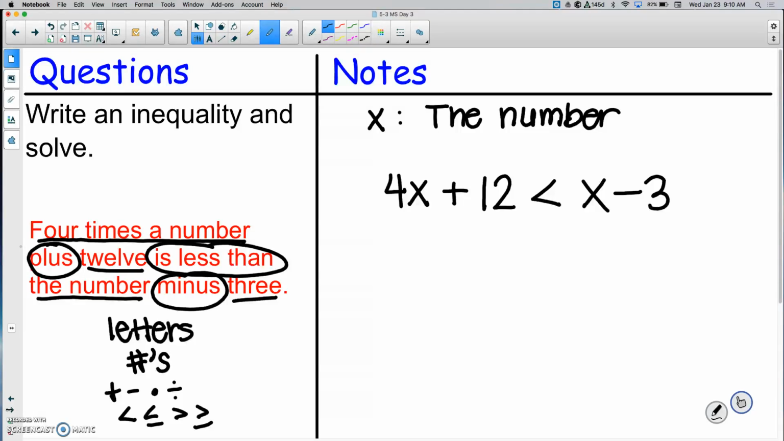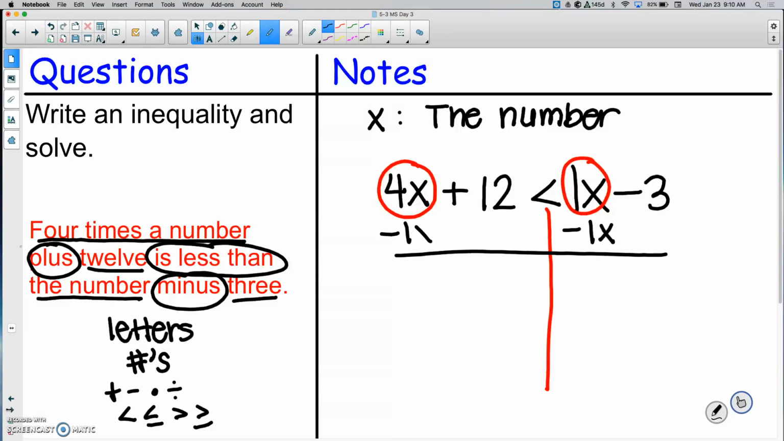Now that we've got our inequality, we can solve it. I'm going to put a 1 in front of my plain x. Because I've got two terms with variables here, a variable on each side, I subtract away the smaller one. You want to cancel out the smaller variable, so it's a positive 1x. I need to subtract it. 4x minus 1x is 3x, and now I can finish solving. I still have 2 steps left. The inverse of adding 12 is subtracting 12.